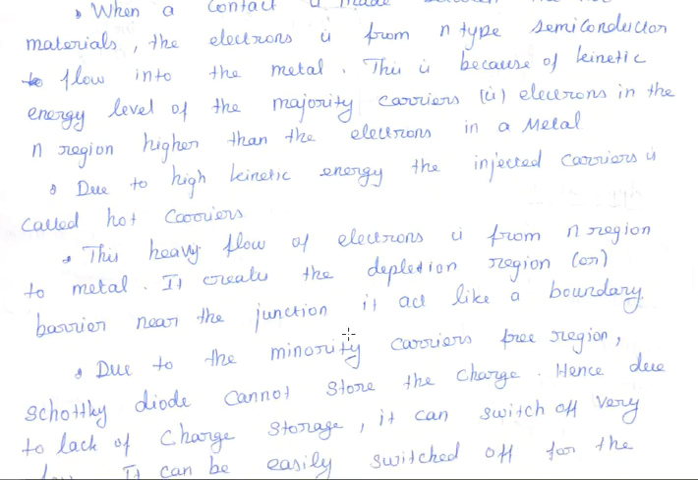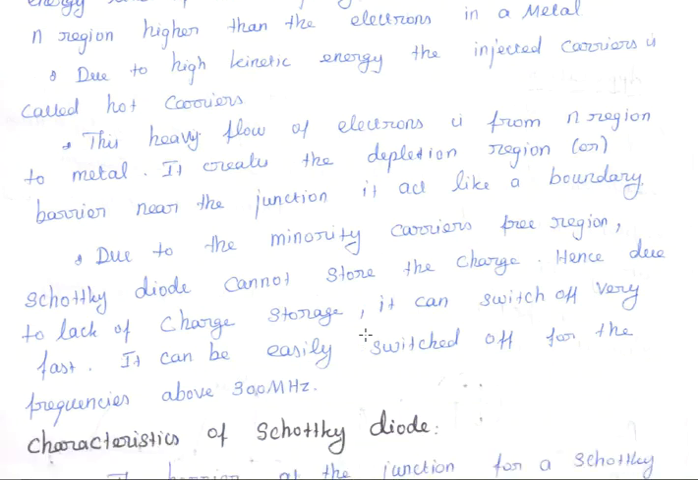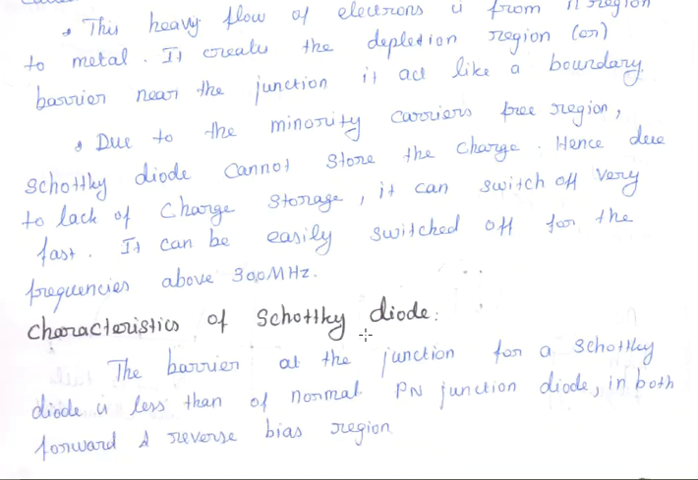This heavy flow of electrons from N region to metal creates the depletion region or barrier near the junction. It acts like a boundary. Due to the majority carriers, free electrons, Schottky diode cannot store the charge. Hence, due to lack of charge storage, it can switch off very fast. It can be easily switched off for the frequency above the 30 MHz.